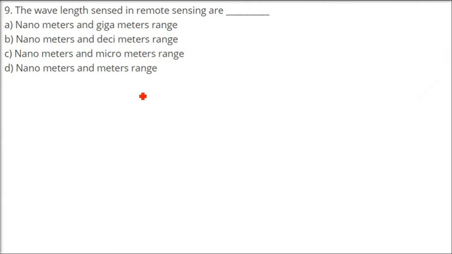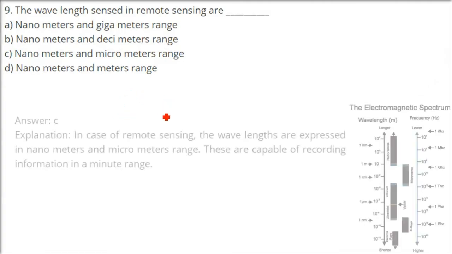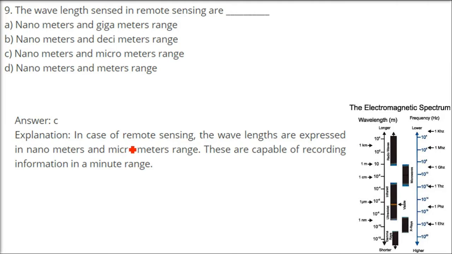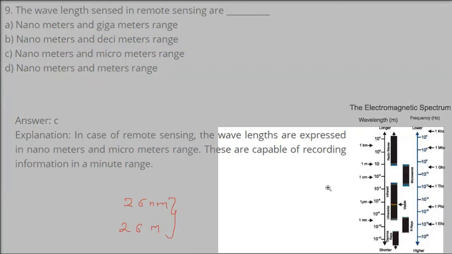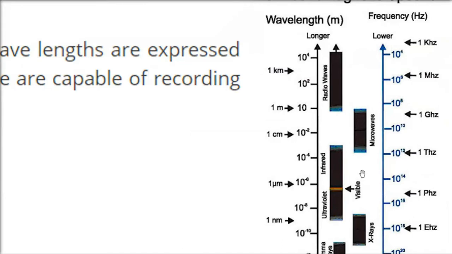The wavelength sensed in remote sensing are... Now this is covering a very huge answer, because in remote sensing, the wavelengths are expressed in different units, nanometers, micrometers range. Generally it goes up to long lengths. But whichever way we take, we will always see it in either nanometer or micrometer. If I say 26 nanometer, if I say 26 meter, there is a huge difference between this. But we always take it in nanometer and micrometer. That is the answer of the question.